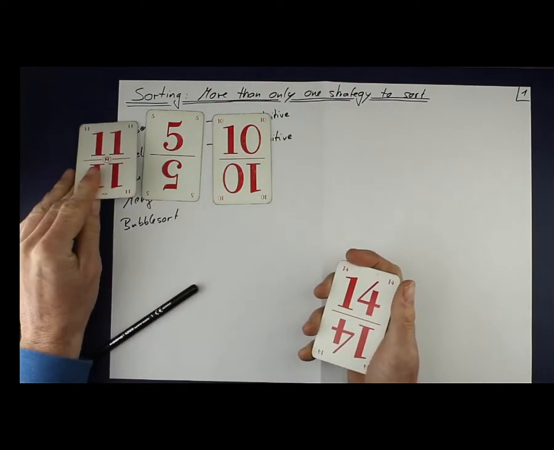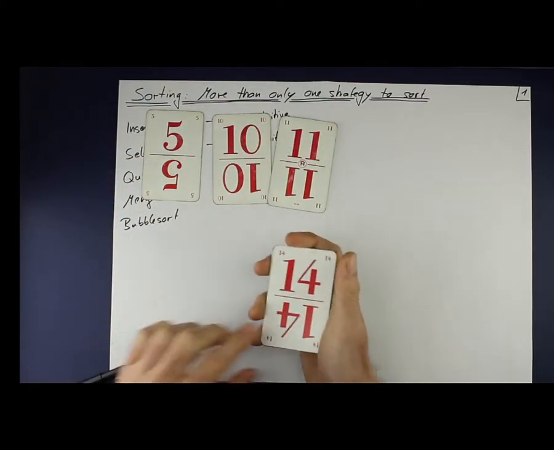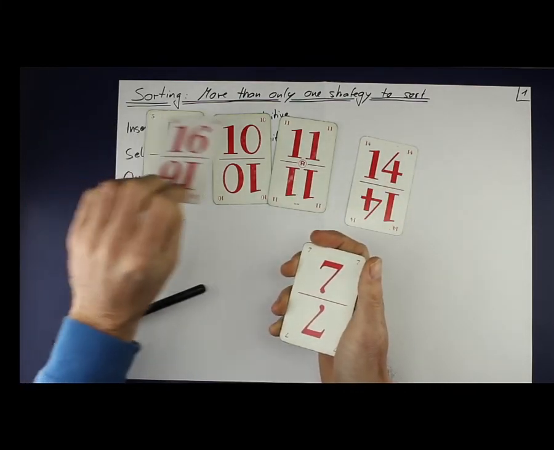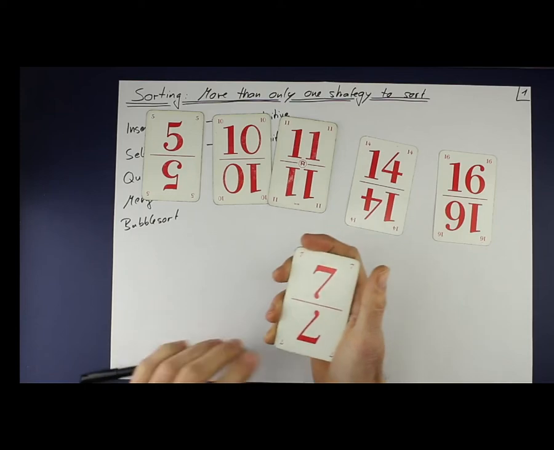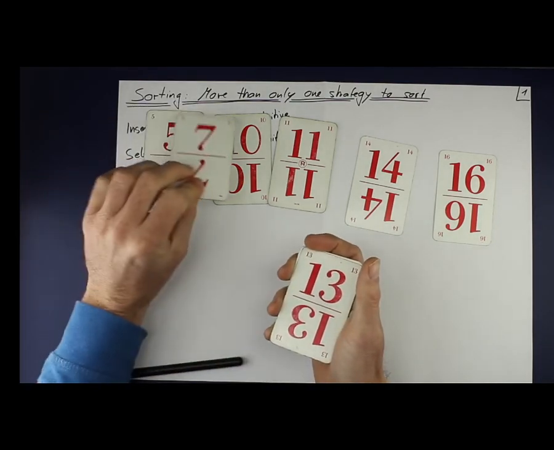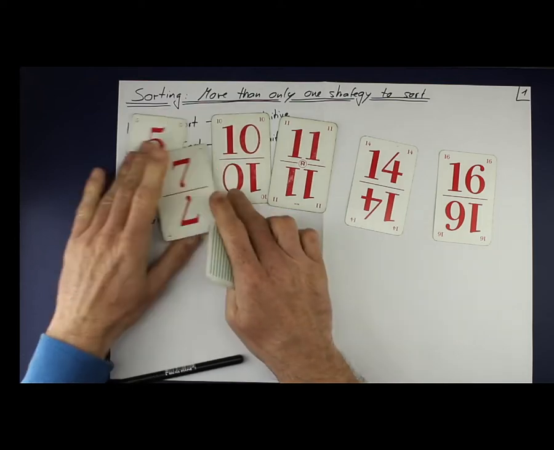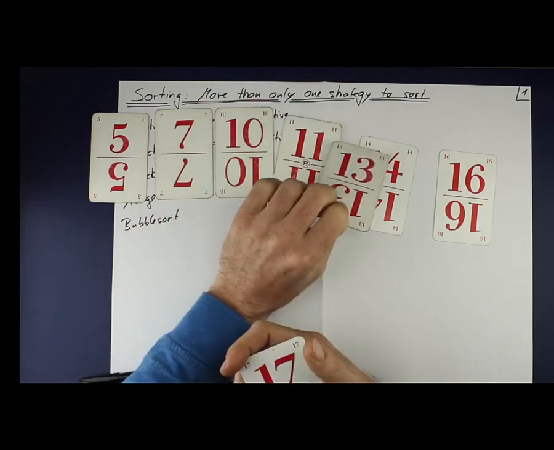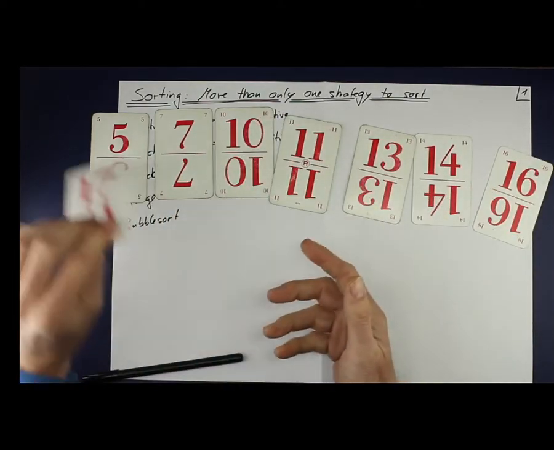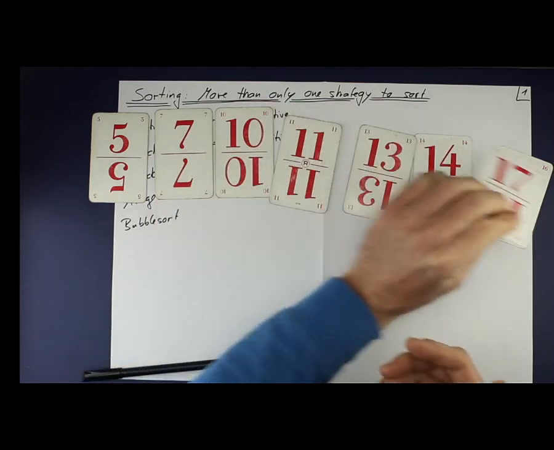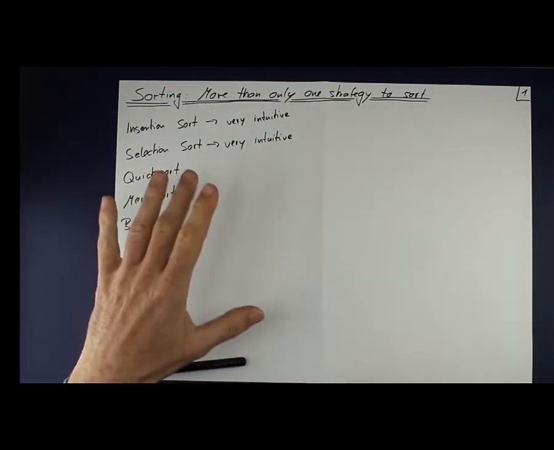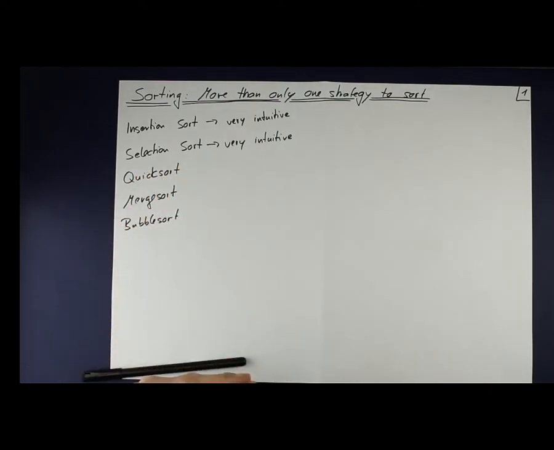What is the correct position? This position. What is the correct position? This position. What is the correct position? This position. This position. What is the correct position? And this position. What is the correct position? And it's the last position. That is insertion sort. Okay, but there are more ideas which are possible.